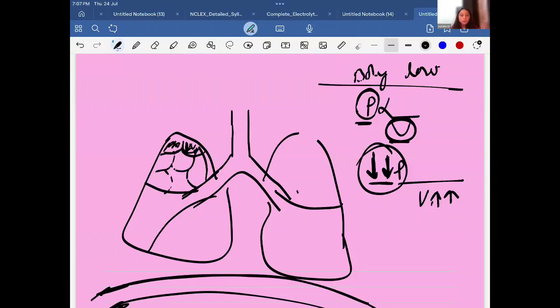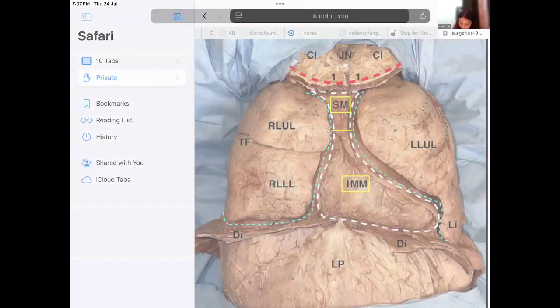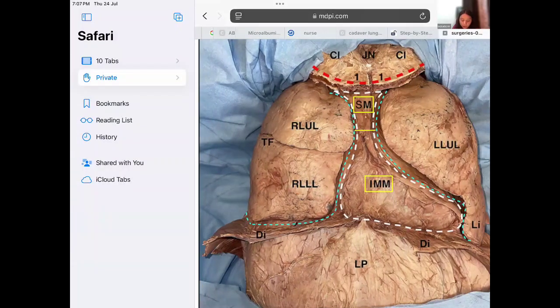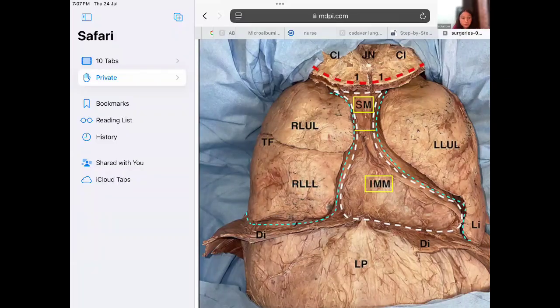Okay, and how does this rule apply? Understand one thing, your lungs are anatomically, let me show you a good example. Can you see this lung? This lung is sitting on the diaphragm, and there is an arch in the diaphragm. You see there's an arch. So the anatomical position of your diaphragm is like this.